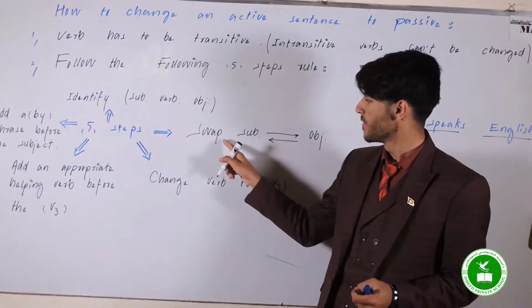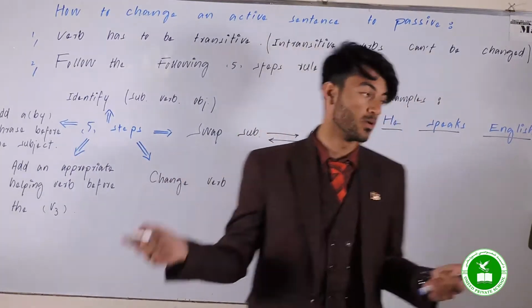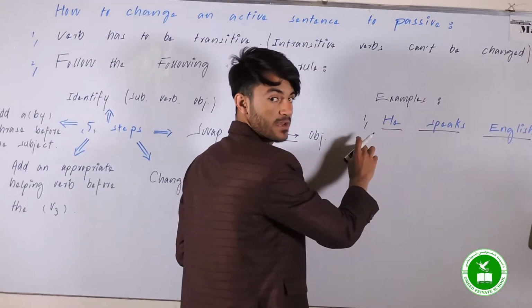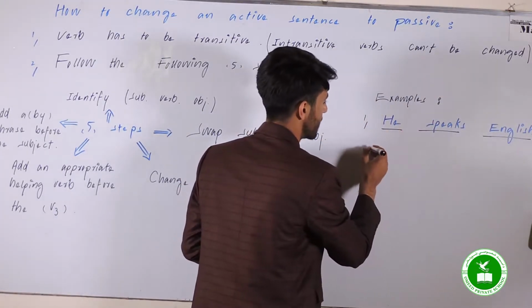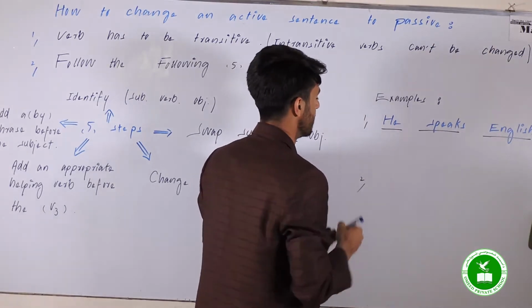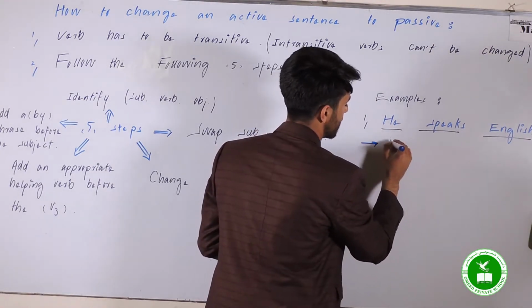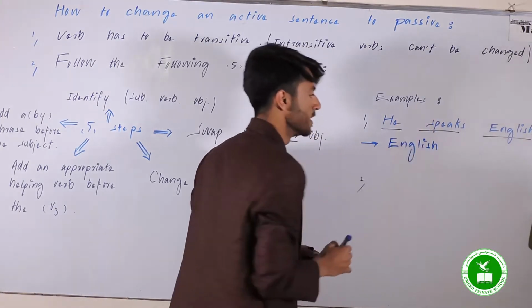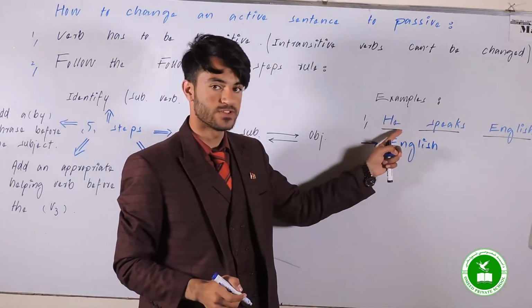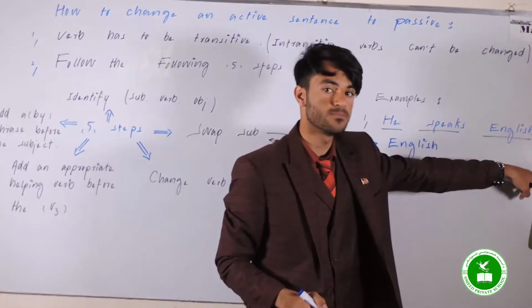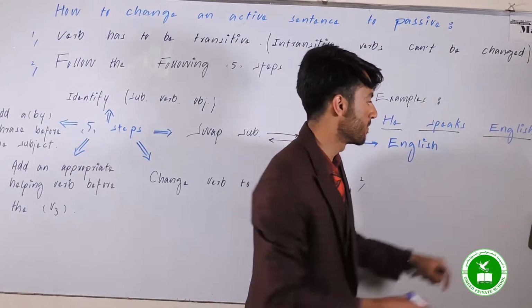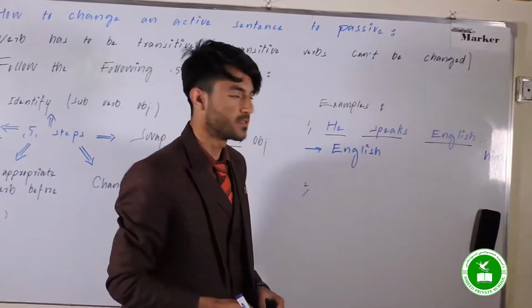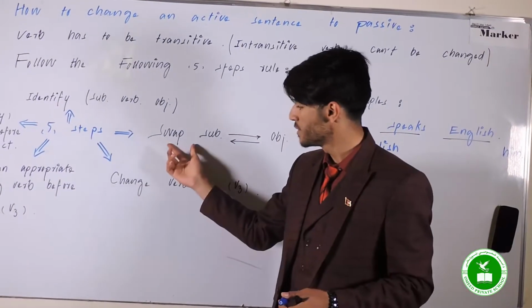After that, the second step, swap the subject with the object. So, let's write here, English is the object. We should bring it in place of the subject. So we have to write here, English. And he is the subject. When you want to change that to an object, it becomes him. So now we did the second step too.